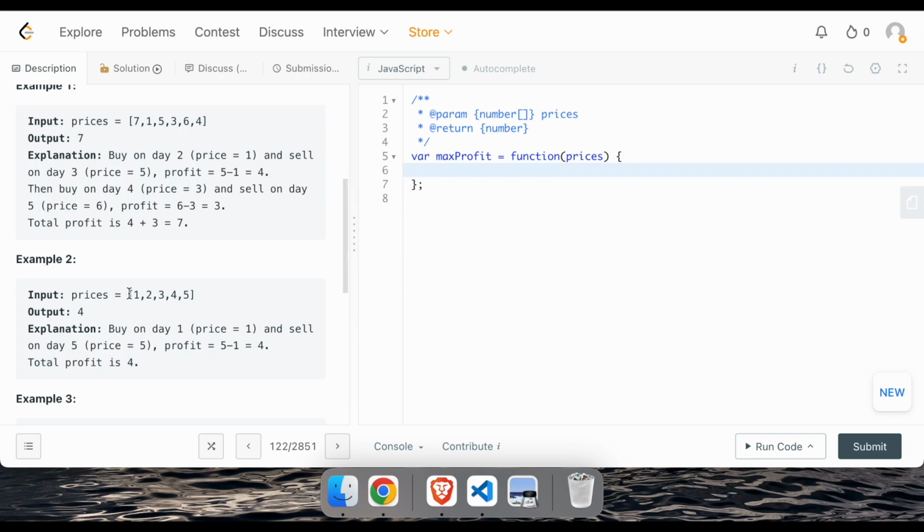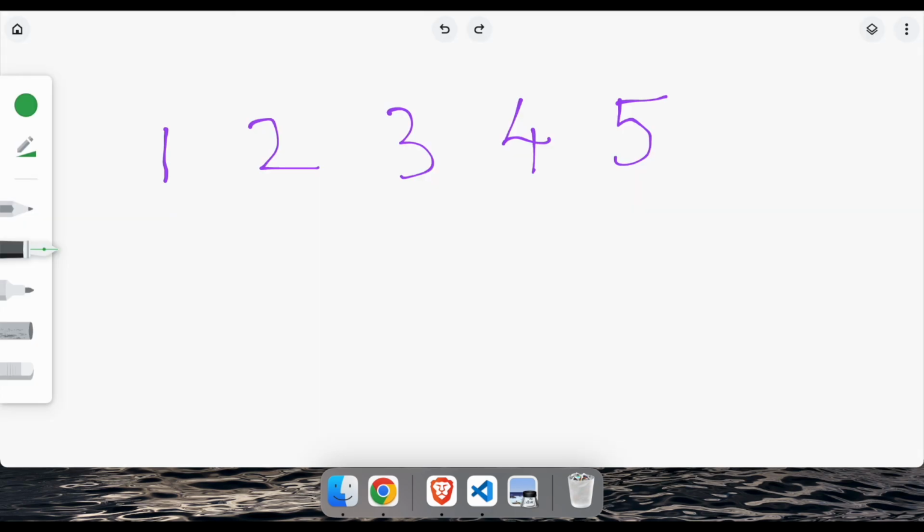Let's look at another example. So here we can buy at price 1 and then we can sell it at price 5, so the total profit is 4. So let's see what the problem is all about.